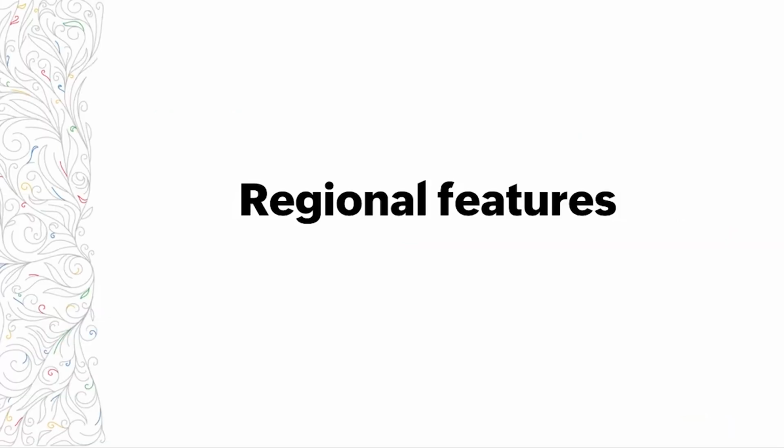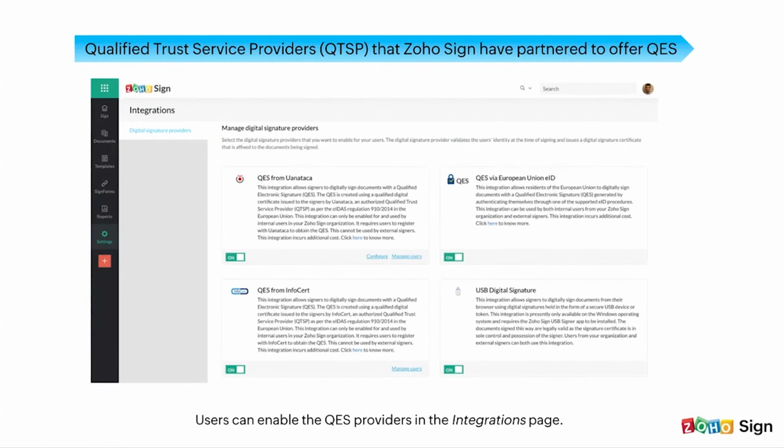So now I will also walk you through some of the regional features. So Priya talked about the different levels of e-signatures: standard, advanced, and qualified. So Zoho Sign offers all these levels of e-signatures, and it also readily complies with all the legal laws. So we have also launched a set of partnerships with qualified trust service providers, especially for our customers in the European Union. So in the European Union, the highest level of digital signature is called the qualified electronic signature.